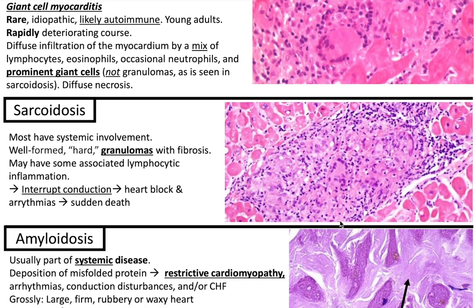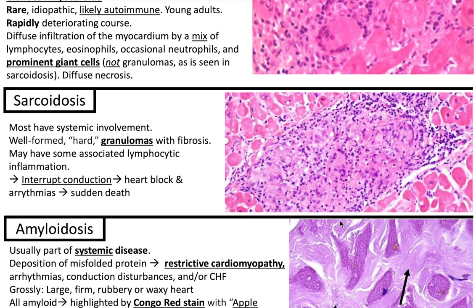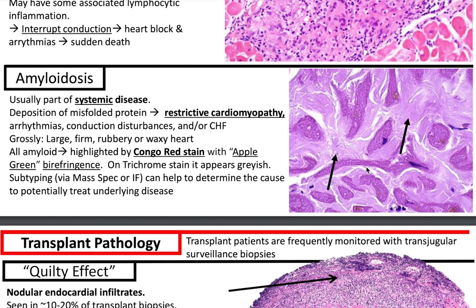Speaking of sarcoidosis, most have systemic involvement. Histologically, you'll have well-formed, hard, tight granulomas with fibrosis. It may have some associated lymphocytic inflammation, and this leads to interruption in the conduction, leading to heart block and arrhythmias and sudden death.